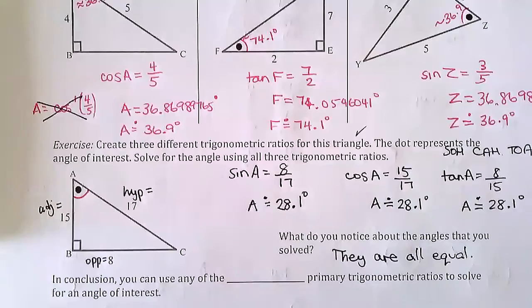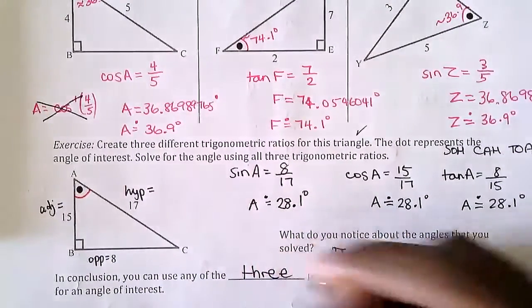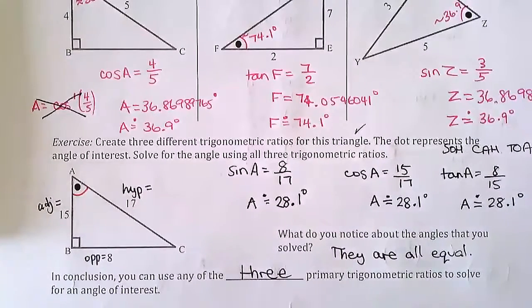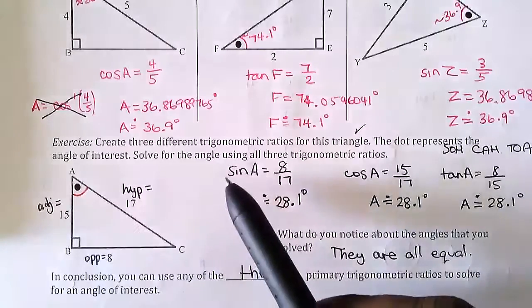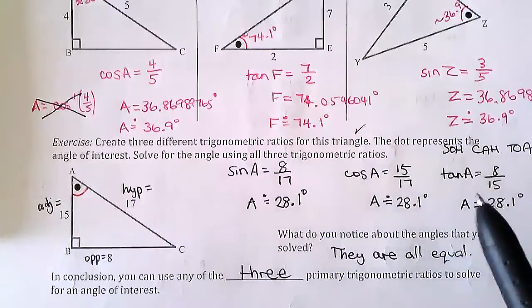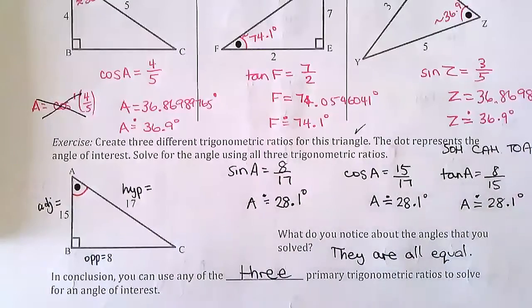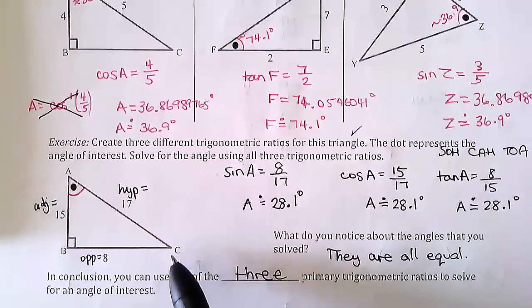So in conclusion then, you can use any of the three primary trig ratios to solve for any angle of interest. If you want to solve for A, you don't need to do sine A, cosine A, and tangent A. You can do any one of these trig ratios and it'll get you the right angle. Similarly, if you want to solve for C, you can either do sine C or cosine C or tangent C. When you solve for the angle, it will always be the same.